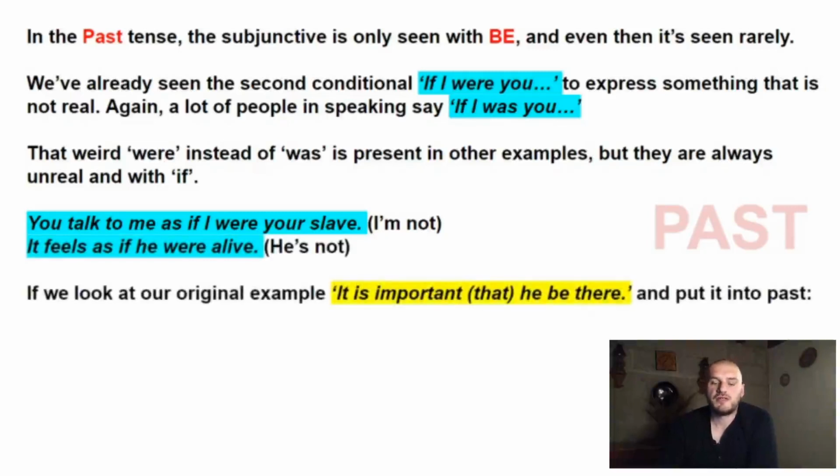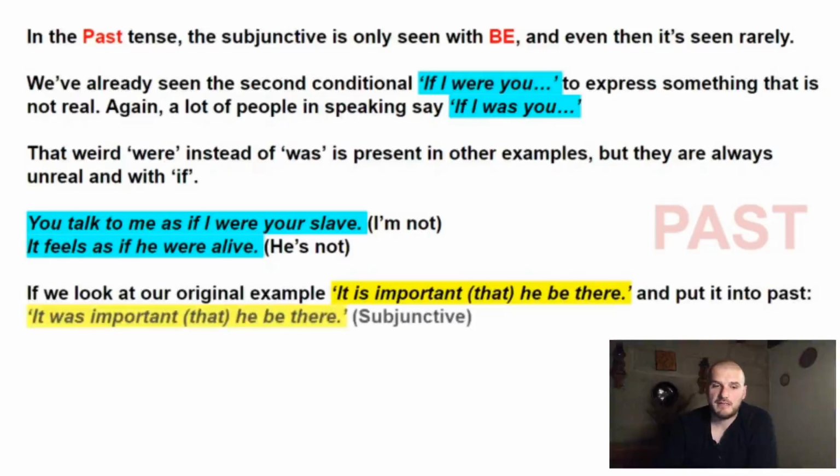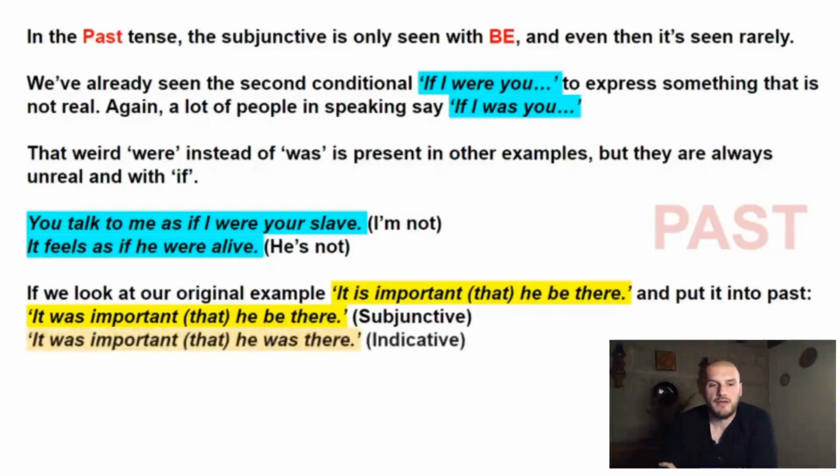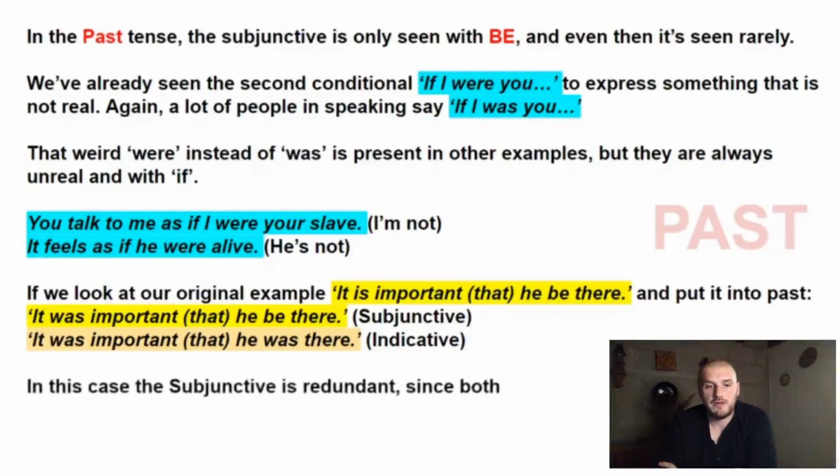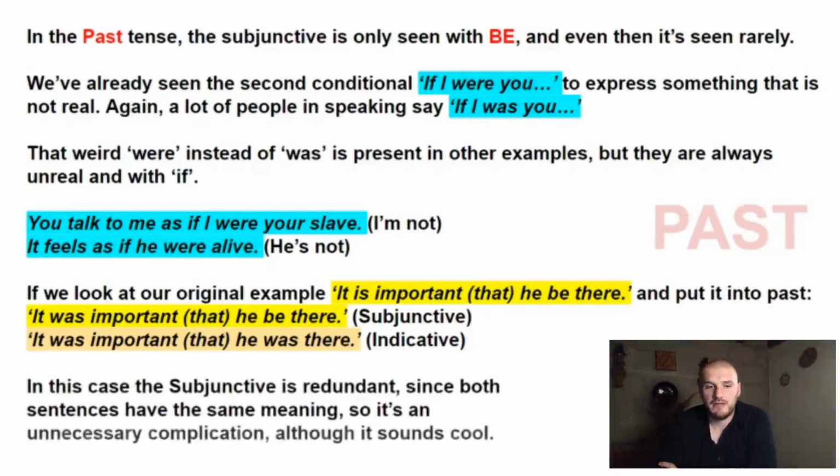If we look at our original example, it is important that he be there, and put it into past, it looks like this. It was important that he be there. Okay? So you can see that actually the subjunctive section, the be, isn't changing because that's not the most important verb of the sentence. The first verb is the important one. It was important that he be there. It was important that he was there is the indicative, right? So in this case, the subjunctive is redundant, basically, since both sentences have the same meaning. So it's an unnecessary complication, although it does sound cool.